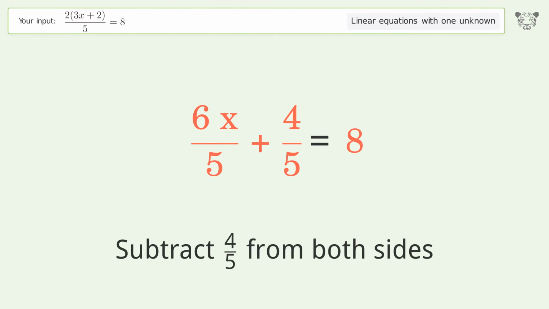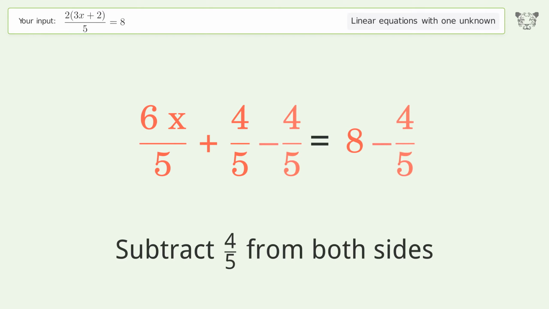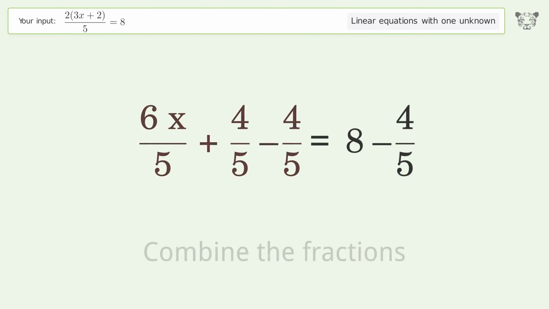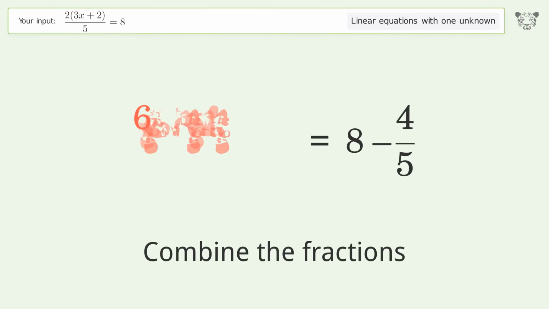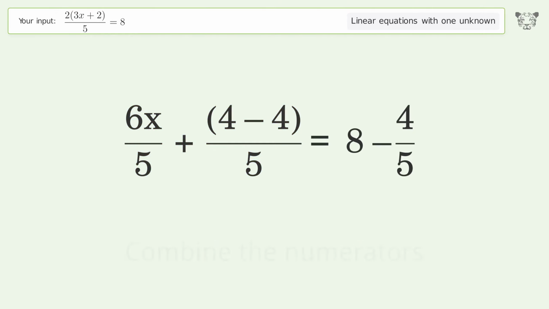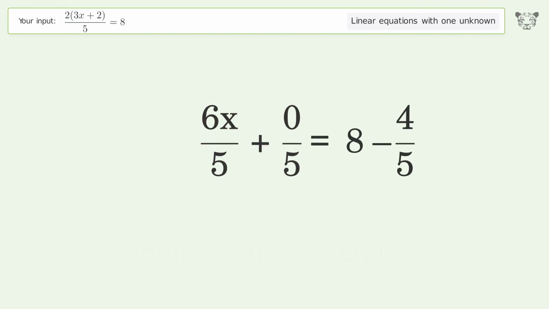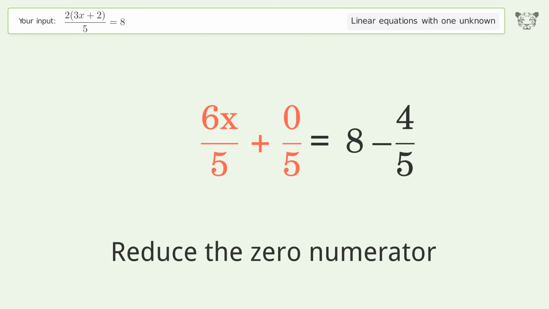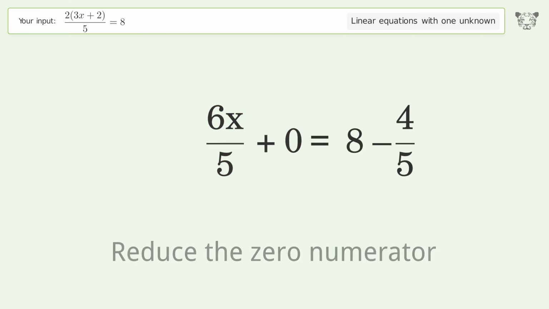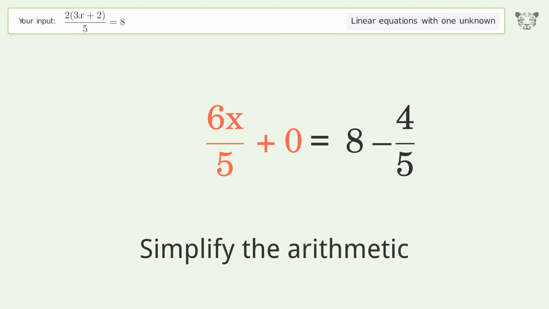Subtract 4/5 from both sides. Combine the fractions. Combine the numerators. Reduce the zero numerator. Simplify the arithmetic.